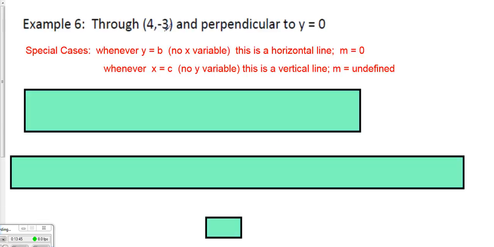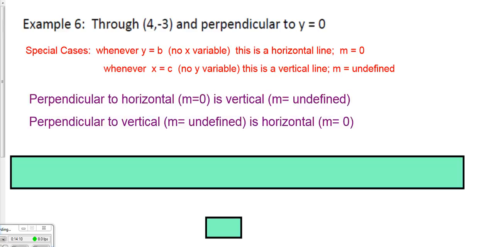Example 6 then. We're going through this point 4, -3, and it's going to be perpendicular to y equals 0. Now remember, y equals 0 is one of those special cases. Since it's a y equals, it's a horizontal line. If it was x equals, it would be a vertical line. But this is y equals 0, so it's going to be a horizontal line, and we need perpendicular to that. If you want to be perpendicular to horizontal, so here we have a horizontal line, we need something that is perpendicular to it.